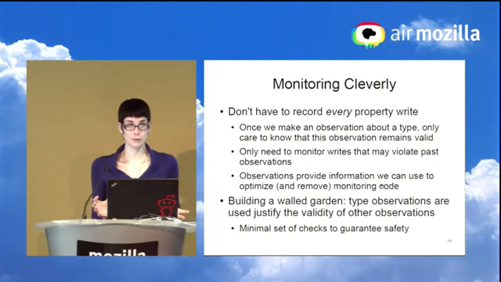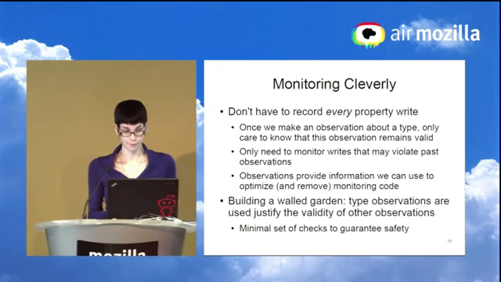So essentially, it's sort of like we're building a little walled garden, and the types of observations are used to justify the validity of other observations. And what I want to end up with eventually is a minimal set of checks that are needed to guarantee the safety of my program, a set that is hopefully as small as possible.